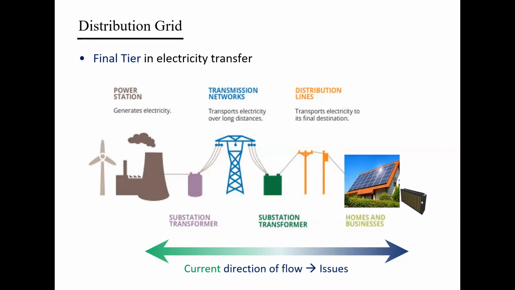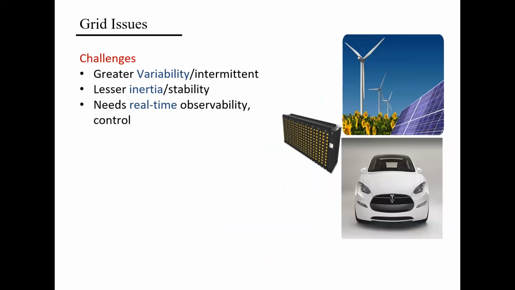Some of these issues would imply greater variability or intermittency. So it is less of a grid where you can plan, as all of you know, it is hard to plan for the future when you have this much uncertainty in the system, because you might have planned that you are going to get that much amount of wind, but the wind doesn't show up.